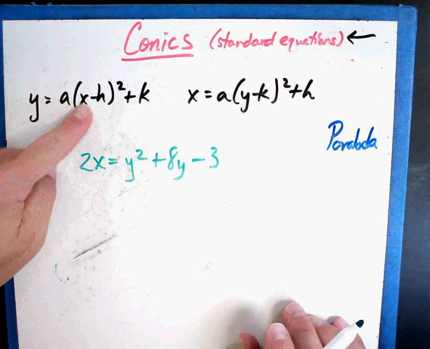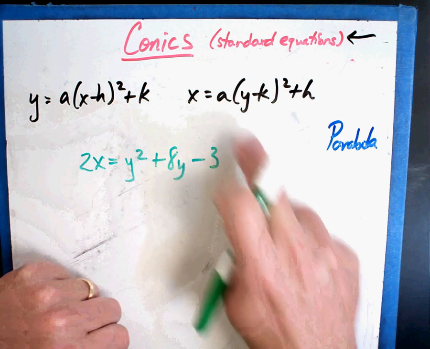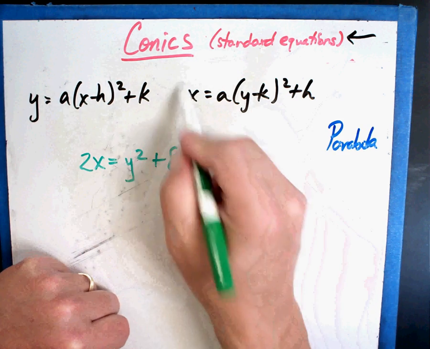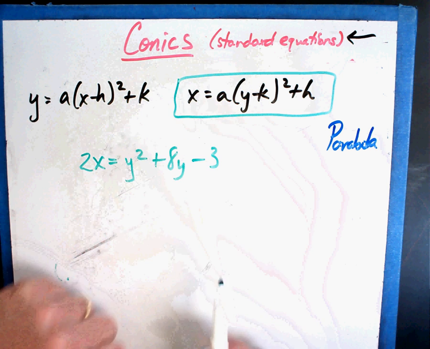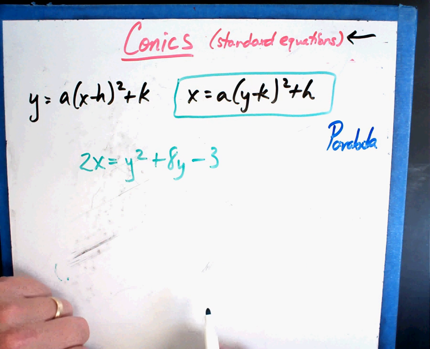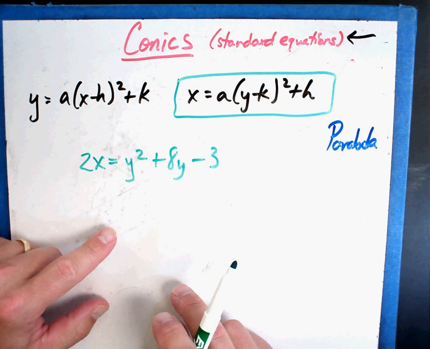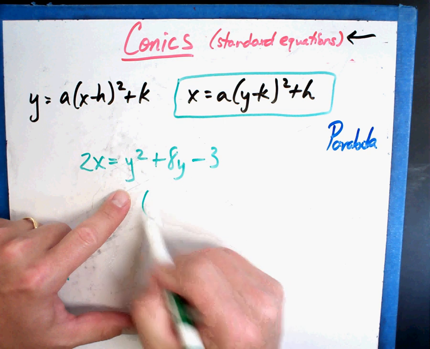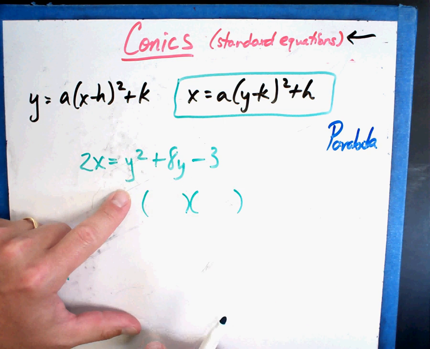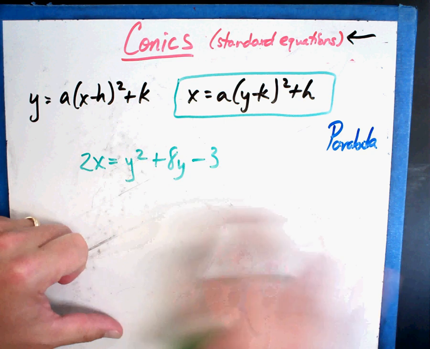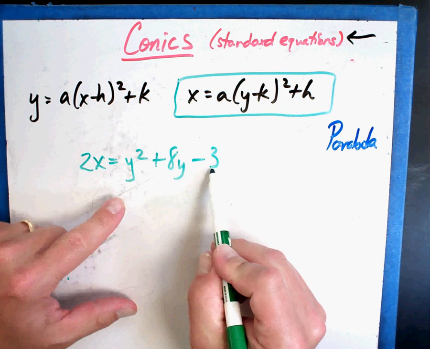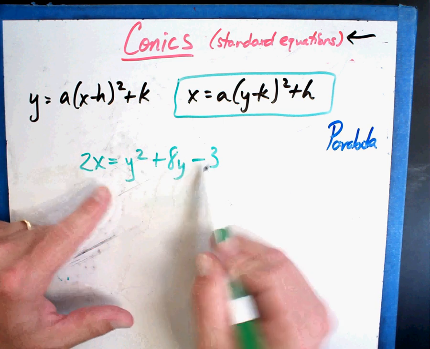Okay, so in this case, I have the x's squared in one form, and in this one, I have the y that's squared. So I'm really going to focus on this one. I want it to look like that. So how am I going to do that? Well, I'm going to have to complete the square. If I try to actually factor this, I'm not going to get an exact square.